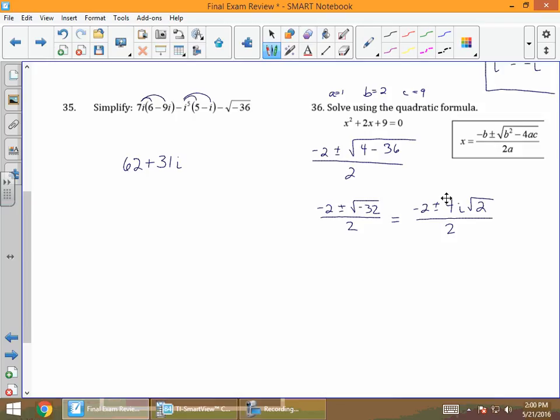And this does simplify because it is divided by 2. So negative 2 divided by 2 is negative 1. Plus or minus 4i divided by 2 is 2i, and a radical 2.